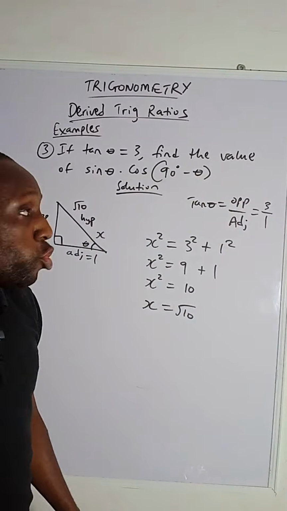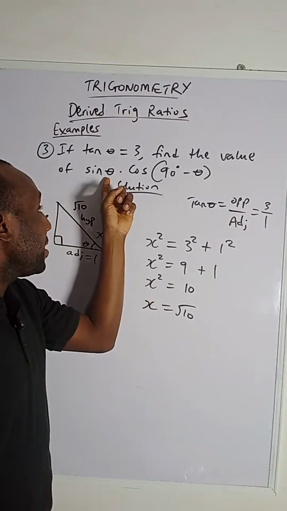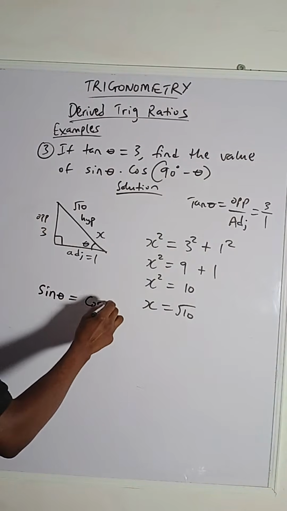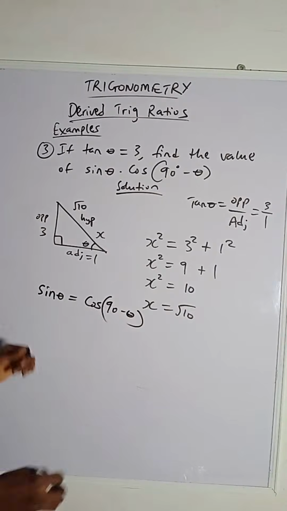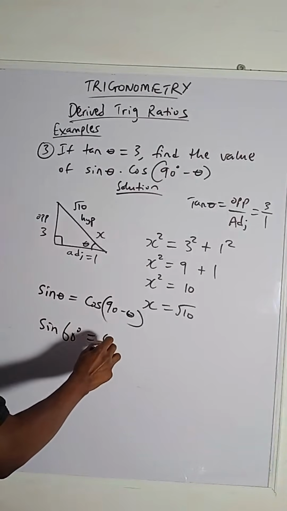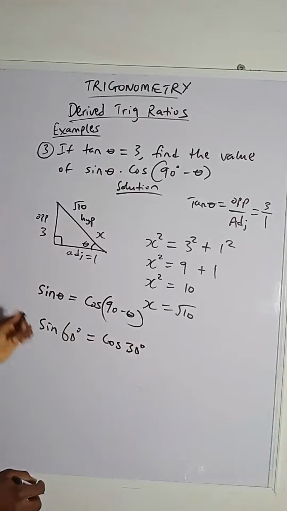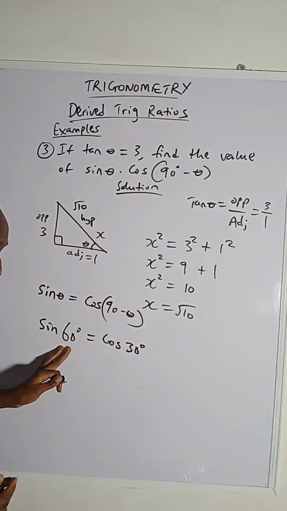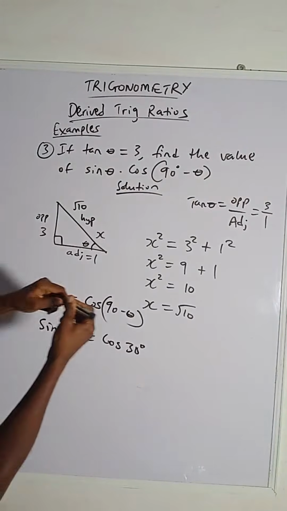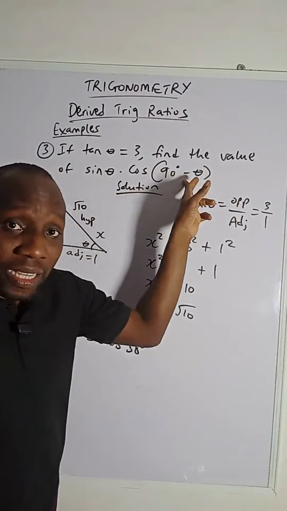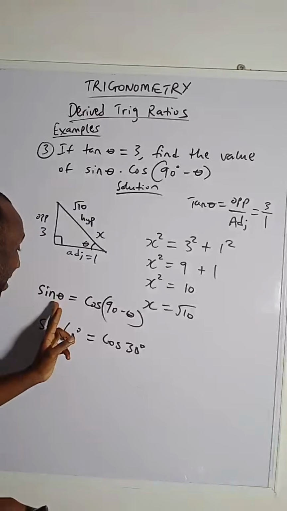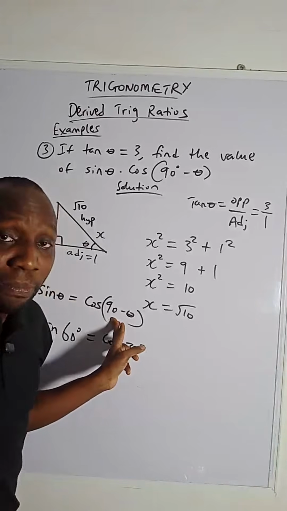Let me say that again. Do you know that sine theta is equal to cos 90 minus theta? That's why sine 60 degrees is equal to cos 30 degrees. Yes, sine 60 is equal to cos 30 degrees. Okay? So it means that I can replace cos 90 minus theta and just put sine theta, because sine theta is equal to cos 90 minus theta.